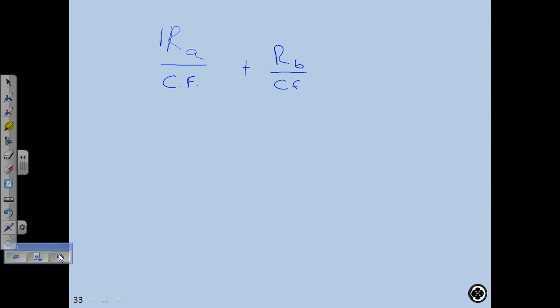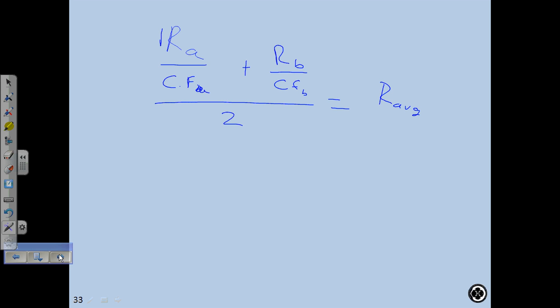That's your average reading. So what are we going to call this? This is going to be reading average. Don't add these two first. You have to divide them by the chip factor, so that's reading average.